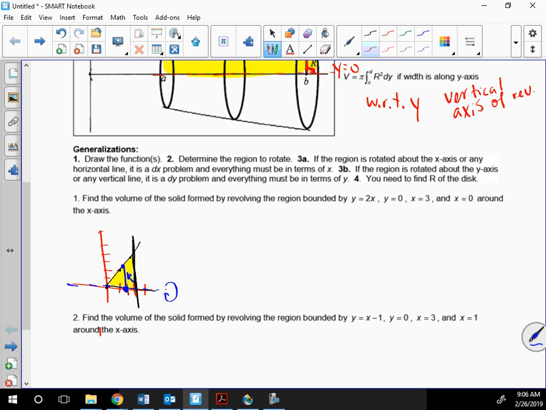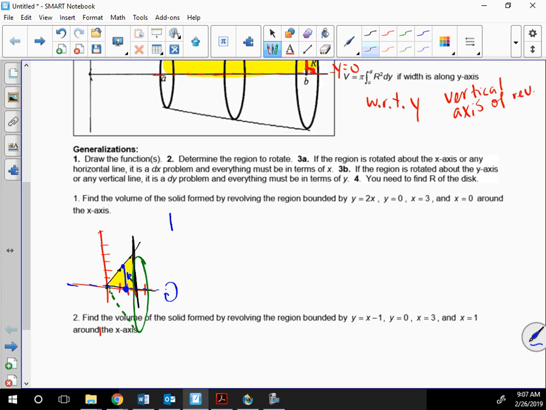Now, it's totally up to you if you want to draw your 3D shape. I personally like to draw a 3D shape just to get an idea of what's going on. I just reflect the area down there and draw a circle. That allows me to see it's basically a solid with a point there. But the key thing is to identify what your radius is.